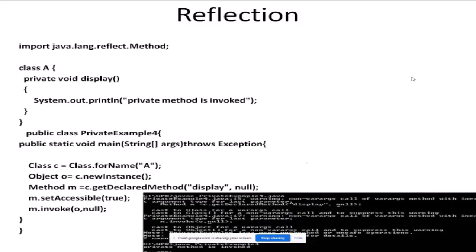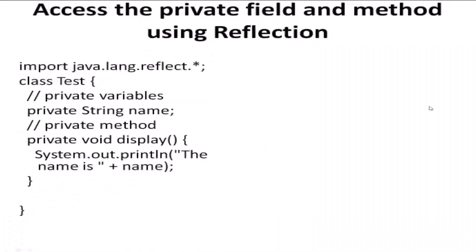So finally, let's see what it is going to do. Even though some exception is caused, it has shown 2 warnings. Here it has shown 2 warnings. Even so, it shows the output: private method is invoked. Accessing the private field and method using the reflection.